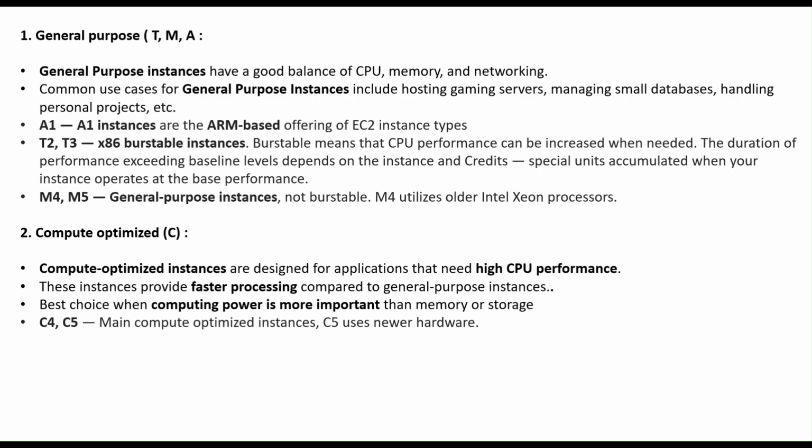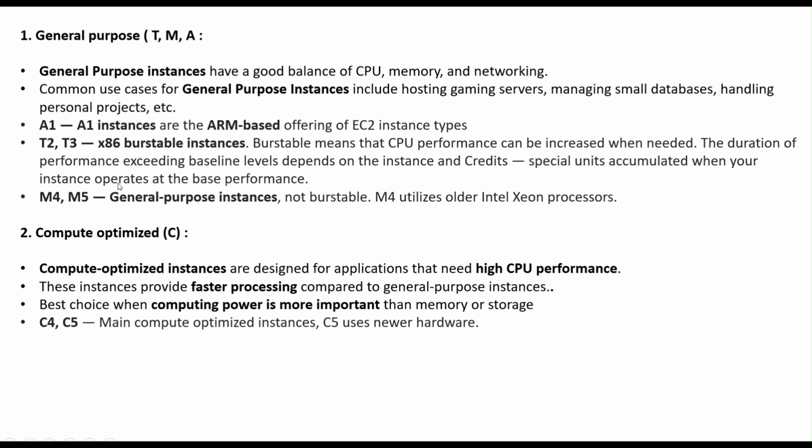Compute optimized instances are designed for applications that need high CPU performance. Some applications need high CPU performance, like when traffic comes frequently, up to millions of requests. At that time we have to select compute optimized instances. These instances provide faster processing compared to general purpose instances, and are the best choice when computing power is more important than memory or storage.